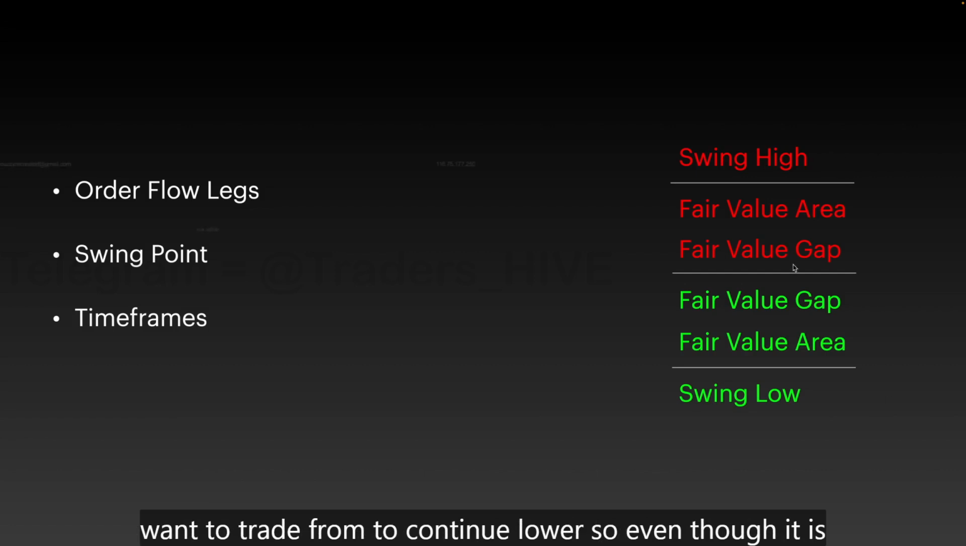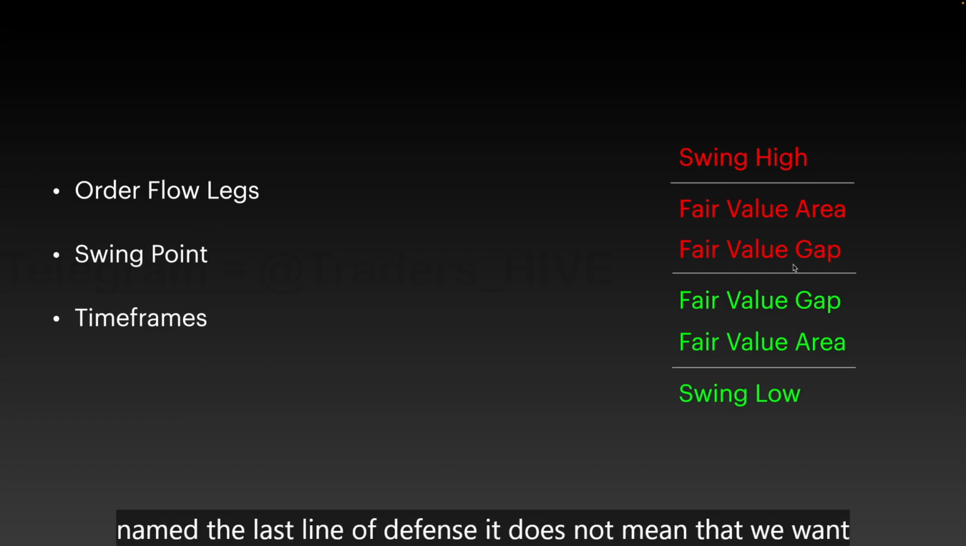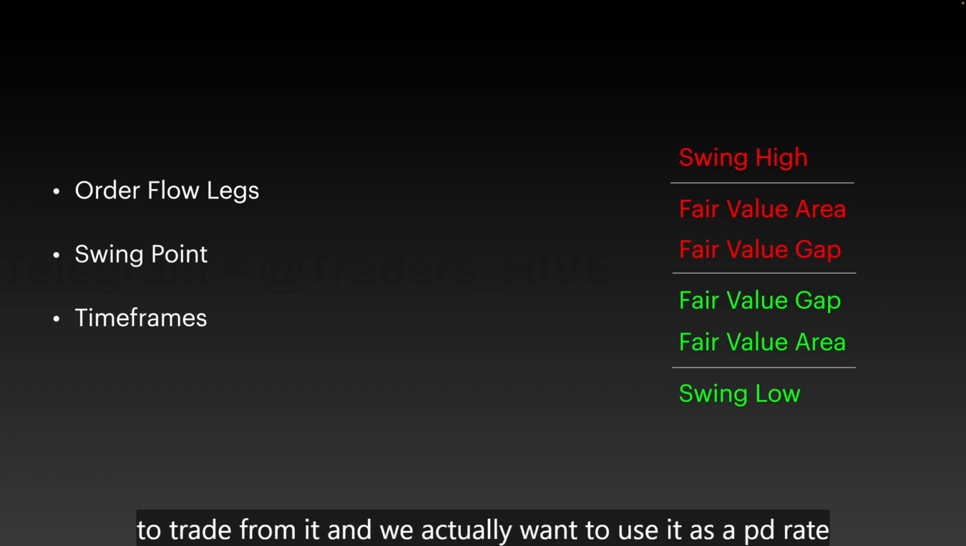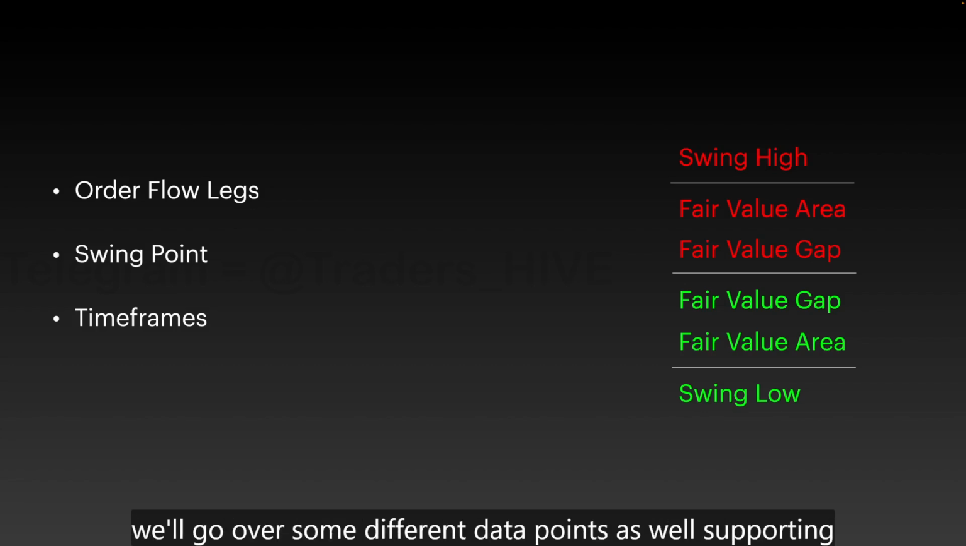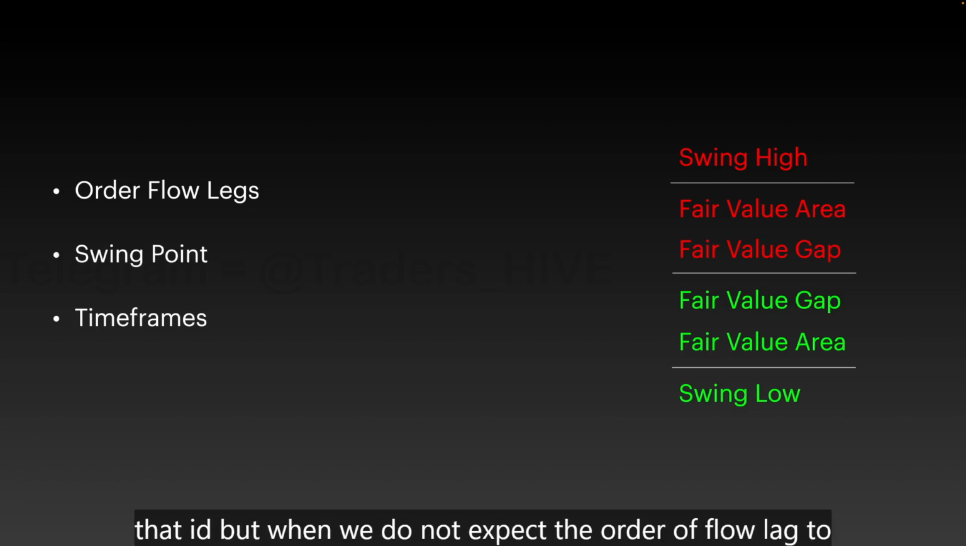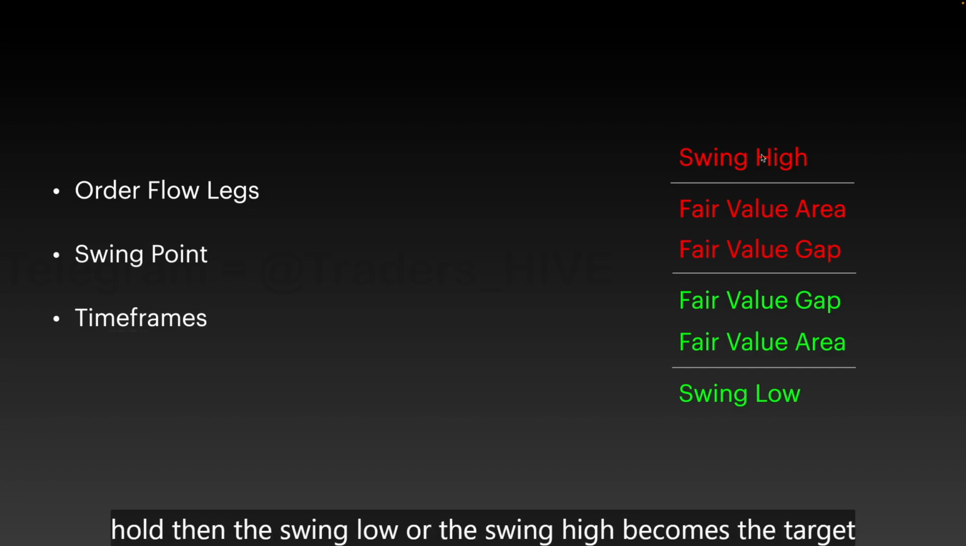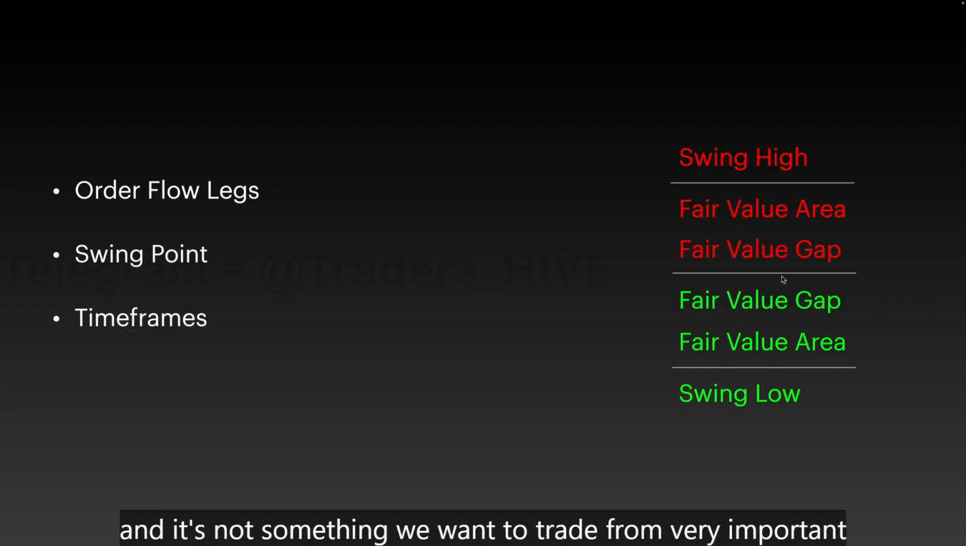So even though it is named the last line of defense, it does not mean that we want to trade from it. We actually want to use it as a PD array to look for a trade idea. That's very important to understand. We'll go over some different data points as well supporting that idea. But when we do not expect the order flow leg to hold, then the swing low or the swing high becomes the target. And it's not something we want to trade from.